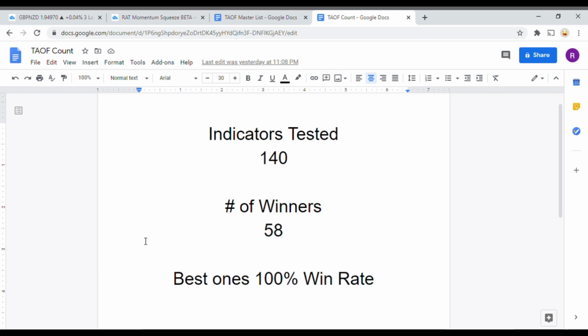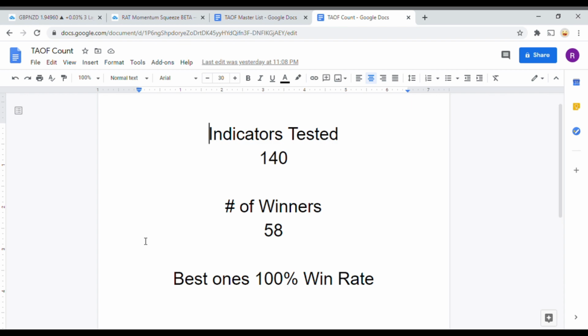So to date, we have tested 140 indicators, and out of those 140 indicators, 58 of them have been winners, which means that they have met or exceeded the 60% win-loss ratio threshold that we have set for them. The best ones so far were able to achieve a 100% win rate. Now you need to go back and watch those videos to understand the context of how they were able to achieve that. But as we are working on building the best trading system possible, you could take any one of those 58 indicators and get out there and start potentially profitably trading the markets with them now.